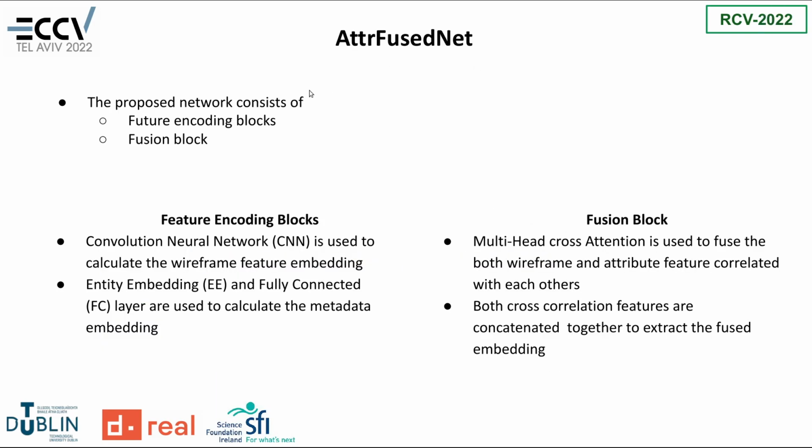The proposed network consists of two blocks, feature encoding blocks and fusion blocks. Feature encoding blocks are used to calculate separate embeddings for both wireframe and metadata, whereas the fusion block is used to fuse these features together using multi-head cross-attention.